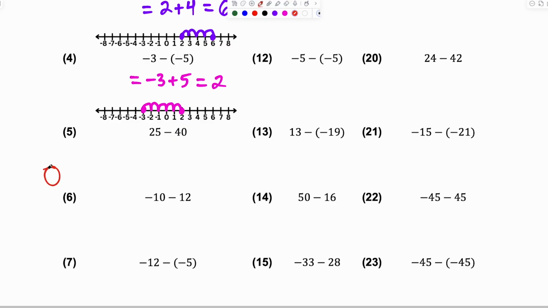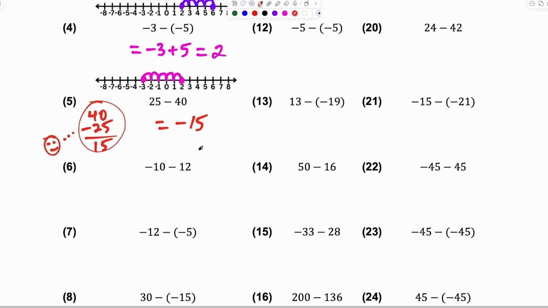And for something like this, the math that I do in my head is I subtract these two numbers, but I write the bigger number first. So I do 40 minus 25 in my head, which is 15. But when I'm subtracting a bigger number from a smaller number, I know that difference is going to be negative, and the difference between them is 15, so we're going to get negative 15. And now we can move on to question 6.